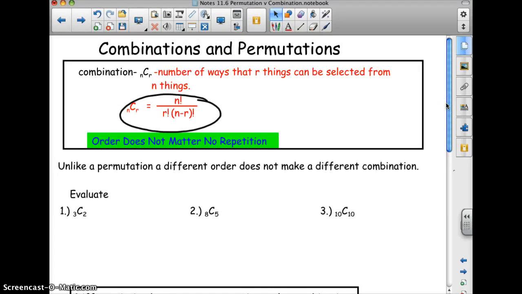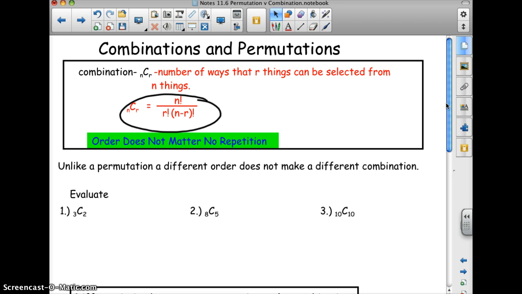Okay, today we're going to talk about combinations and permutations and compare and contrast the two. A combination is the number of ways that R things can be selected from N things. The formula you can use to find that is NCR equals N factorial over R factorial times the quantity N minus R factorial. Order does not matter and there is no repetition allowed.